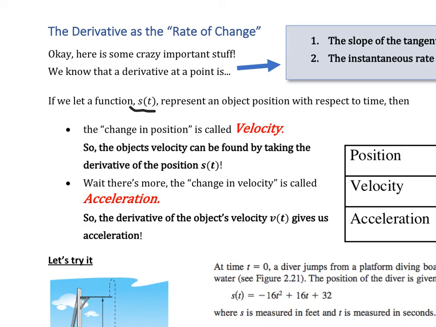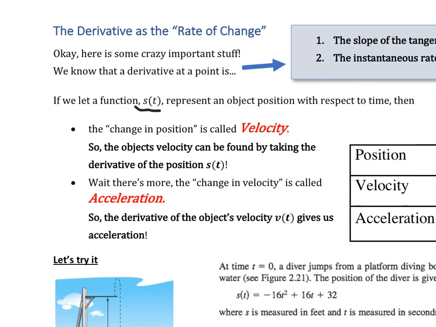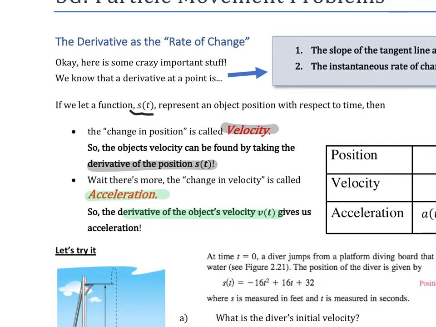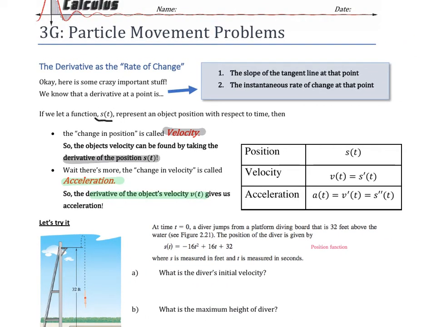And if that's its position function, then if we want to know the change in position, we call that velocity. So change in position is velocity. Since change is a derivative, the object's velocity can be found by taking the derivative of position. So velocity is the derivative of position. Now, if we want the change in velocity, we call that acceleration. So acceleration is the change in velocity. So we have acceleration is the derivative of the velocity.